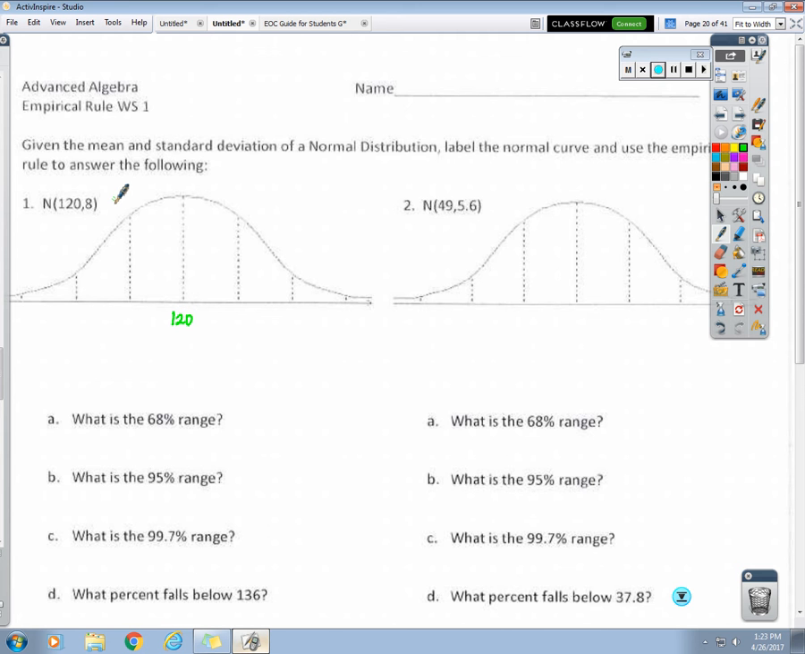And then the standard deviation tells you what? How much to go up and down. Correct. So one standard deviation above the mean would be a score of 128. Two above would be a score of, three above would be, one below would be, two below would be, and three below would be. Okay, then what else do you have to do to this curve?